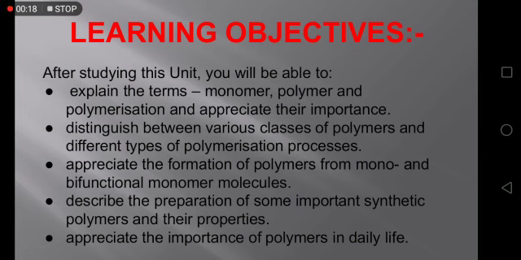The learning objectives are, after studying this unit, you'll be able to explain the terms monomer, polymer and polymerization, distinguish between various classes of polymers and different types of polymerization processes. You'll be able to appreciate the formation of these polymers from their monomers and their importance in our daily life. You'll be able to describe the preparation of some important synthetic polymers and their properties.